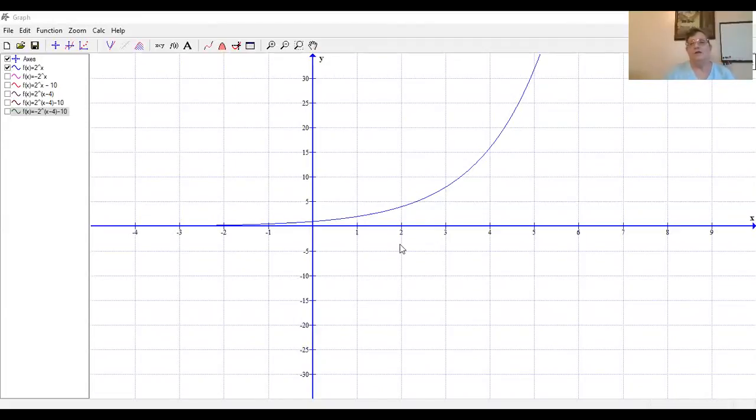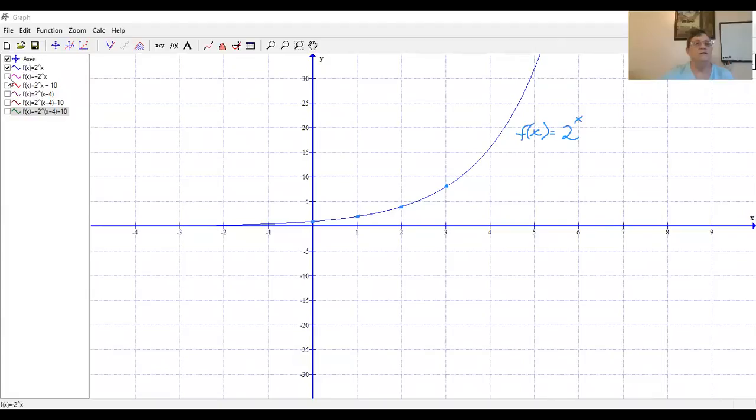Let's look at how translations and transformations and reflections are shown in exponential functions. This is the graph of f of x equals 2 raised to the x. It's got the usual point 0, 1. It's got the points 1, 2, 2, 4, 3, 8.